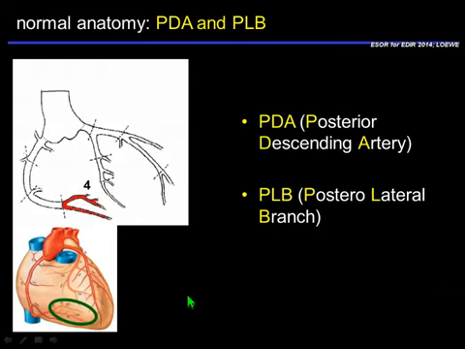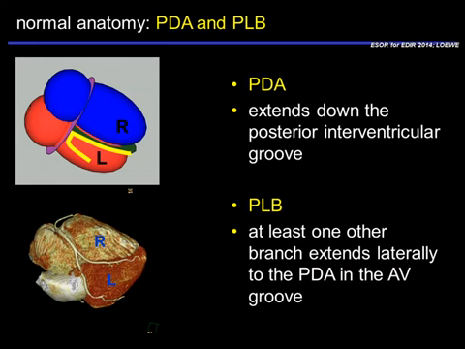Distal to the crux cordis, there is branching into the posterior descending artery and the posterolateral branch, supporting the very posterior parts of the right and left ventricle. If the PDA and the PLB are supported by the RCA, then we call this a right dominant supporting type. The PDA extends down the posterior interventricular groove up to the apex of the heart, and the posterolateral branch gives at least one other branch laterally to the PDA to support the posterolateral parts of the left ventricle.